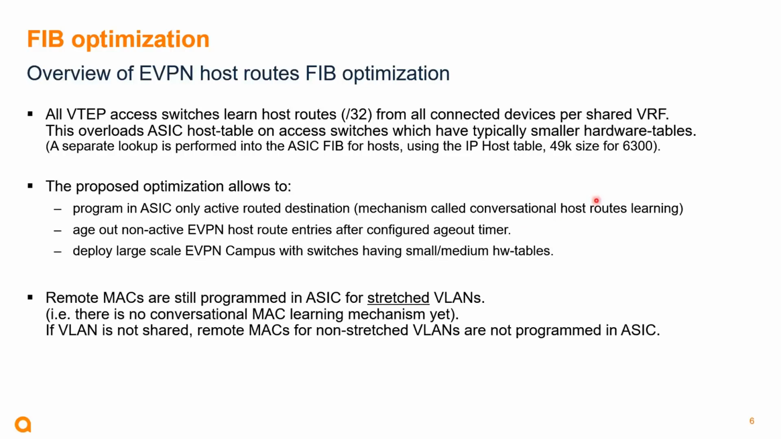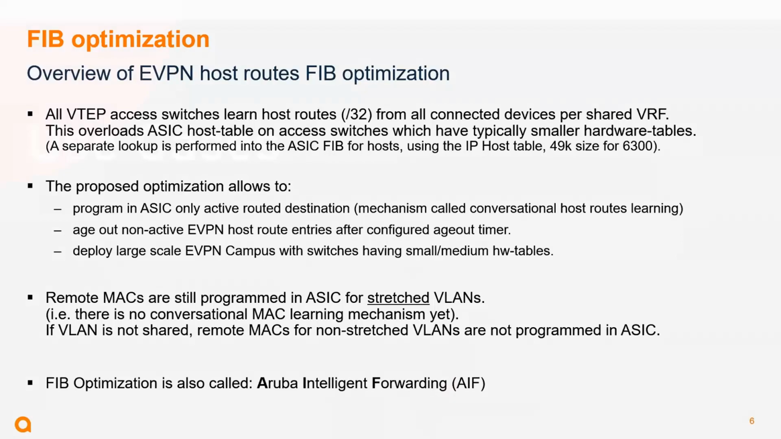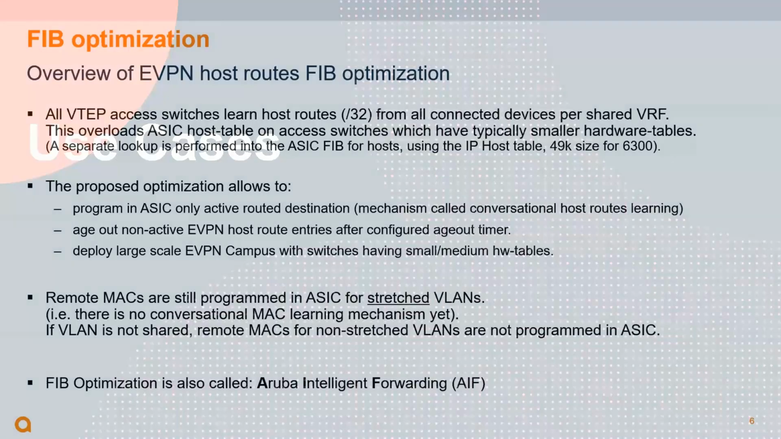Pay attention that the remote MAC is still programmed into the ASIC for stretched VLANs in the fabric. So there is no conversational MAC learning mechanism available as of 10.10 right now. And if a VLAN is not shared, obviously the remote MAC for a non-stretched VLAN is not programmed into the ASIC. You will also notice that a previous internal name in some OVSDB columns, which I'm going to show you in the troubleshooting, refers to Aruba Intelligent Forwarding. But publicly, we are going to use FIB optimization.